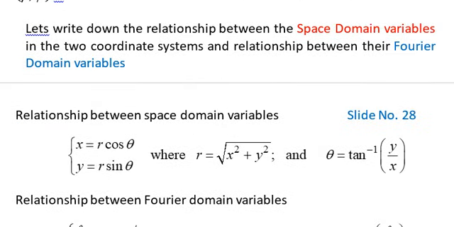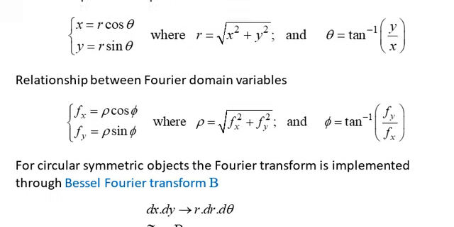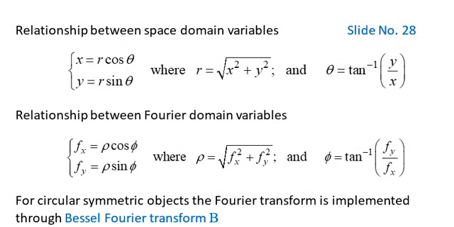Let's write down the relationship between the space domain variables in the two coordinate systems and also the relationship between their Fourier domain variables. So what is the link between these variables? This is depicted in this slide. Relationship between space domain variables: x is equal to r cos theta, y is equal to r sin theta. So you see that we are relating the two space variables, where r is equal to the square root of x squared plus y squared and theta is equal to tan inverse of y over x. So we have both relationships: if r and theta are known, we can calculate x and y, and if x and y are known, we can also calculate r and theta.